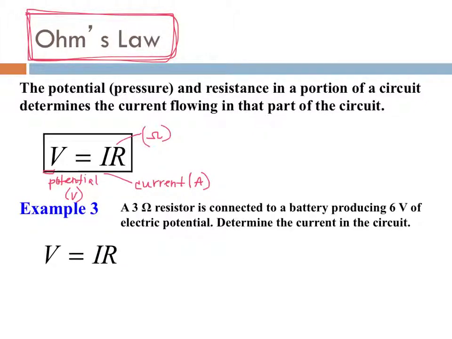So, let's say we have a 3 ohm resistor and it's connected to a battery producing 6 volts. Okay, we see that ohm, so it's our R, our volts, so it's our V, and we're asked to determine the current. Well, that's simply V over R equals I, or 6 over 3 gives me 2 amps of current.